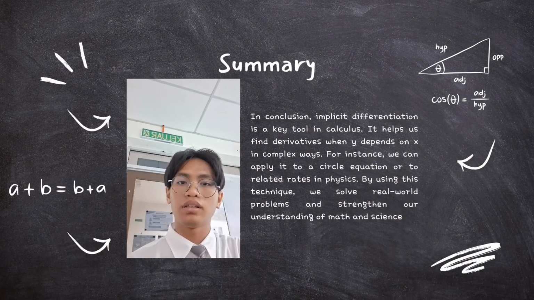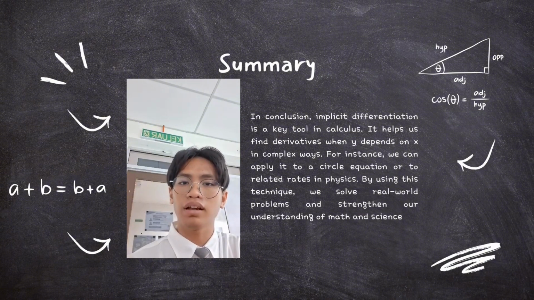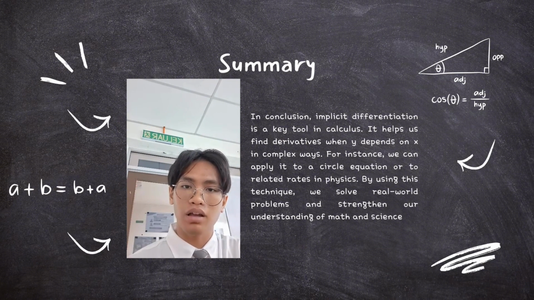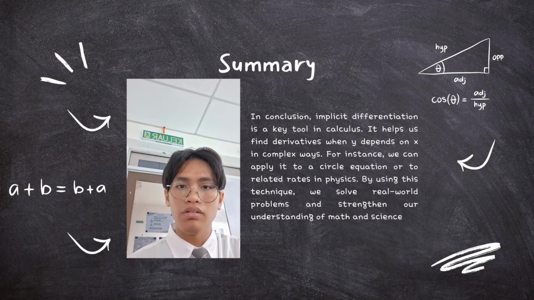In summary, the technique of implicit differentiation is an incredibly powerful and versatile tool in calculus. It allows us to differentiate equations where y is defined implicitly in terms of x, which is crucial when explicit formulas are hard to come by. For example, consider the equation of a circle x squared plus y squared equals 25. Using implicit differentiation, we can find the slope of the tangent line at any point on the circle.